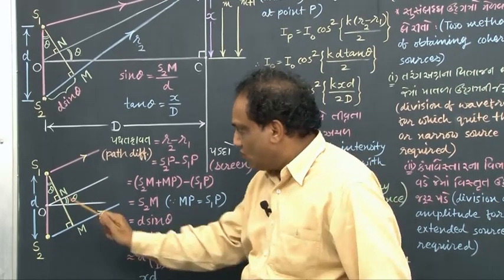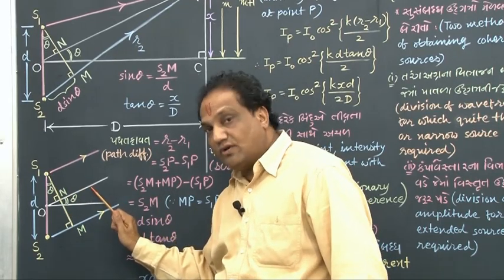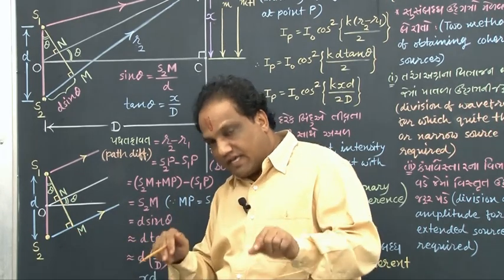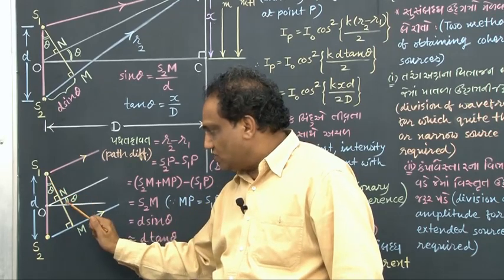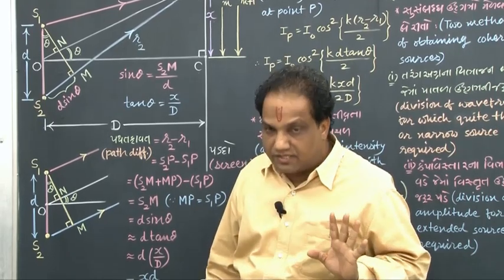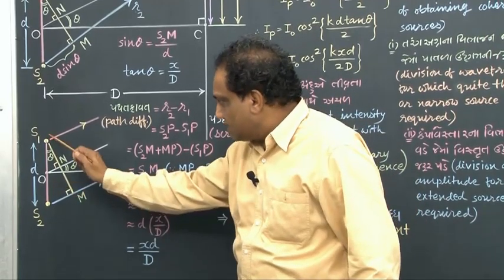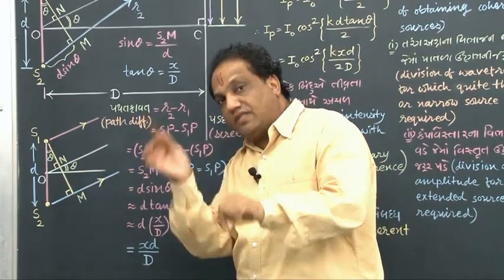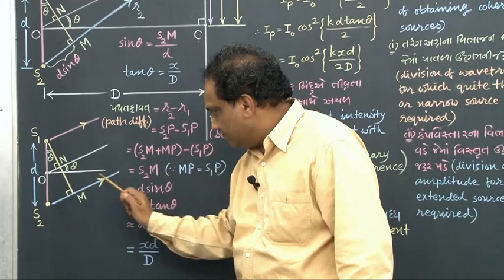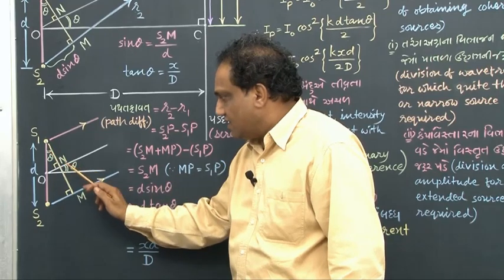In that case, if you draw a perpendicular on this line, it would be perpendicular on this line also. So here also I have shown a right angle, here also I have shown a right angle, and if this angle is theta, these also will be theta, because the angle between two given line segments and the angle between their perpendiculars are always equal. The angle between these two line segments is theta, so the angle between their perpendiculars must also be theta. Perpendicular to this is this, and perpendicular to this is this. So these two angles are equal.